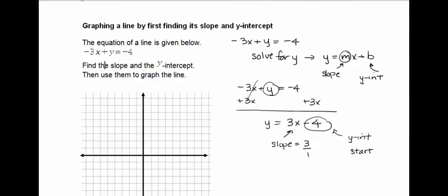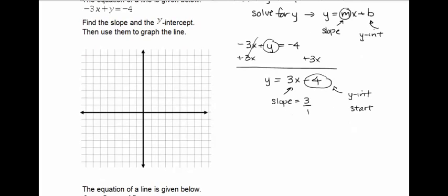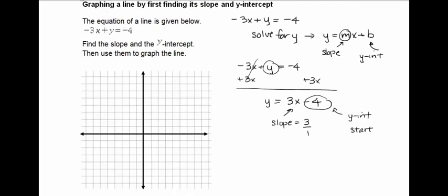I plot a point on my graph. So now remember, the x-axis is the horizontal axis, the y is the vertical, and negative 4, I'm on the y-axis. So I go down 1, 2, 3, 4. This is my y-intercept. It's the point at which the line intersects the y-axis.